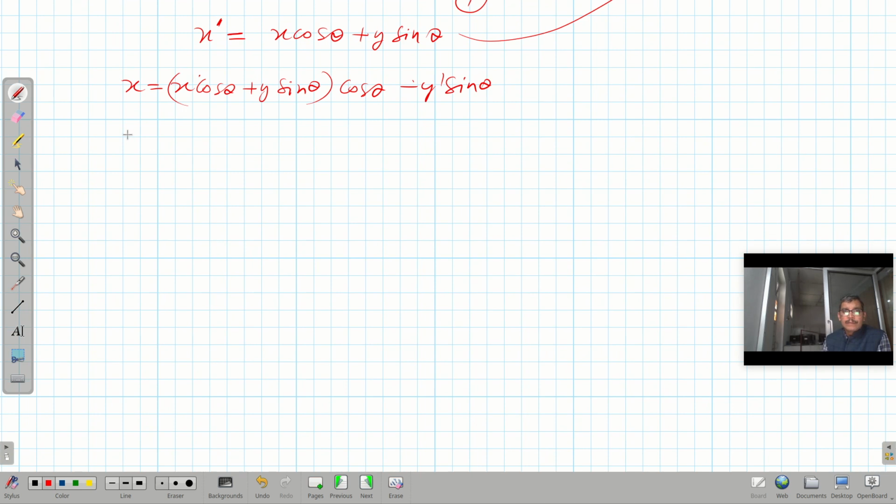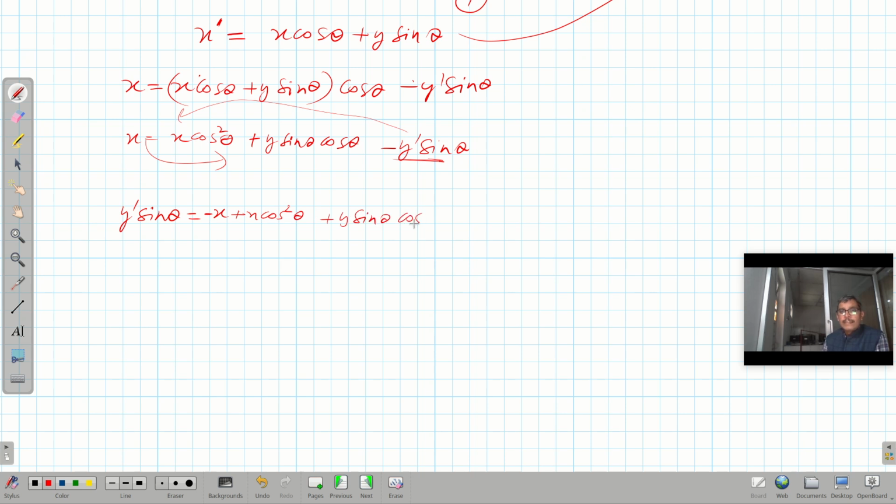So what will it become? It is x is equal to x cos square theta plus y sine theta cos theta minus y prime sine theta. But I need this one, so I am just bringing this to this side and this towards that side. So it is y prime sine theta is equal to x minus x cos square theta plus y sine theta cos of theta.